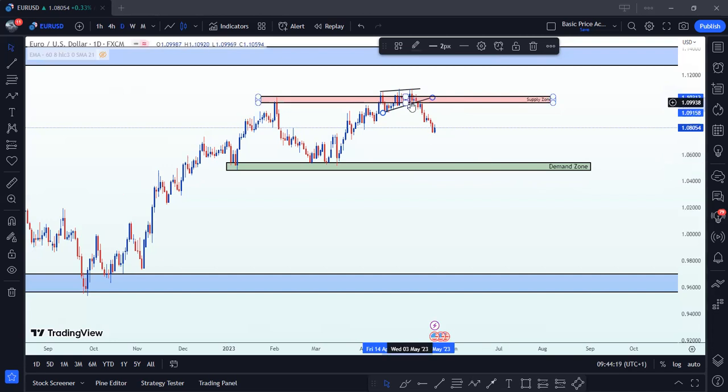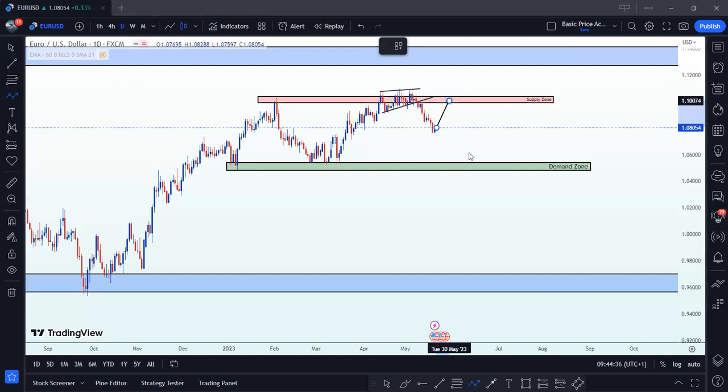zone. Now, why am I saying this? Or what am I saying exactly? It is possible for this price to pull up to this area, okay?